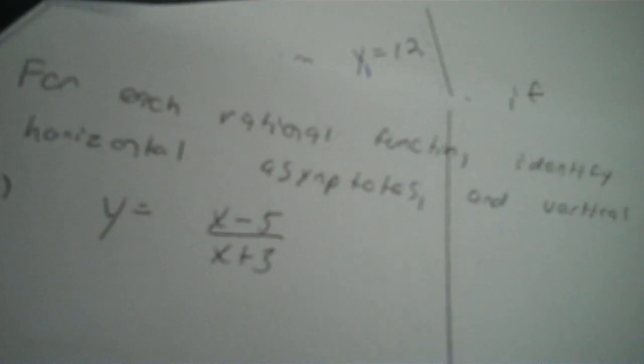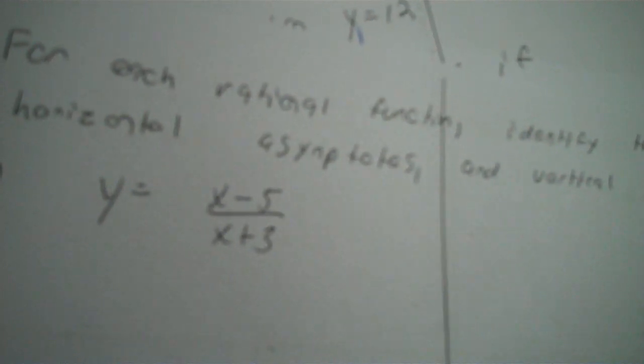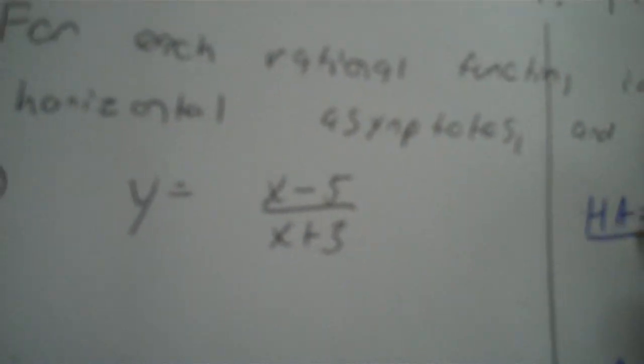Okay, number 3 and 4. For each rational function, identify the holes, the horizontal asymptotes, and the vertical asymptotes. So, I would do the horizontal asymptote first, then the vertical asymptote, and then the holes. Natural line of progression, okay?